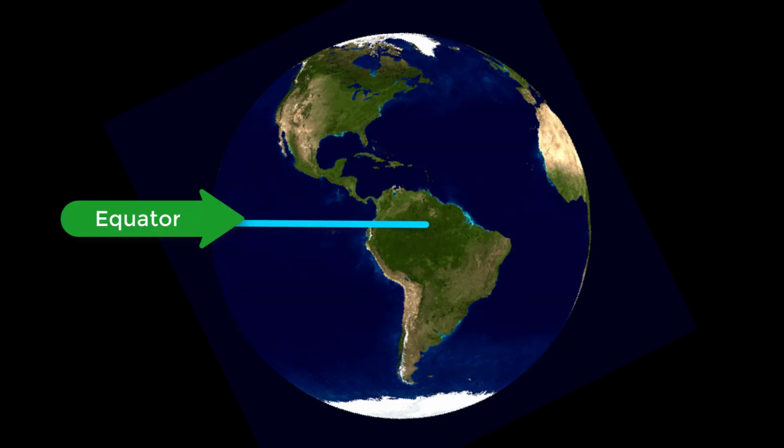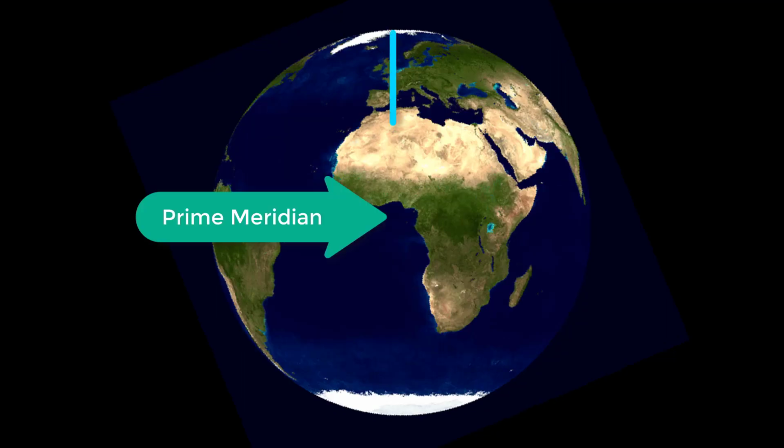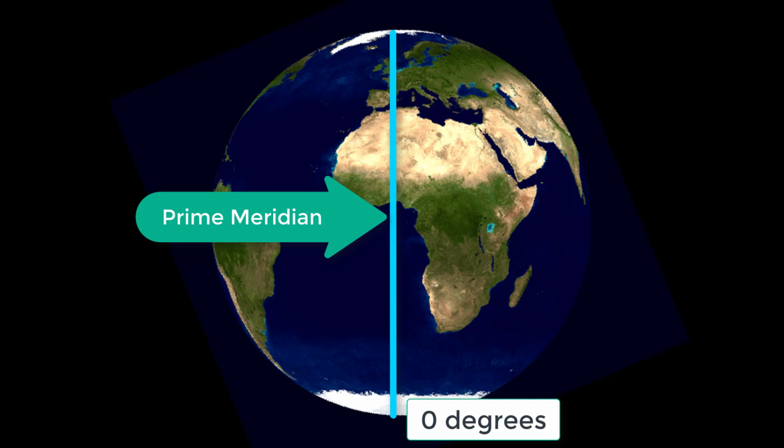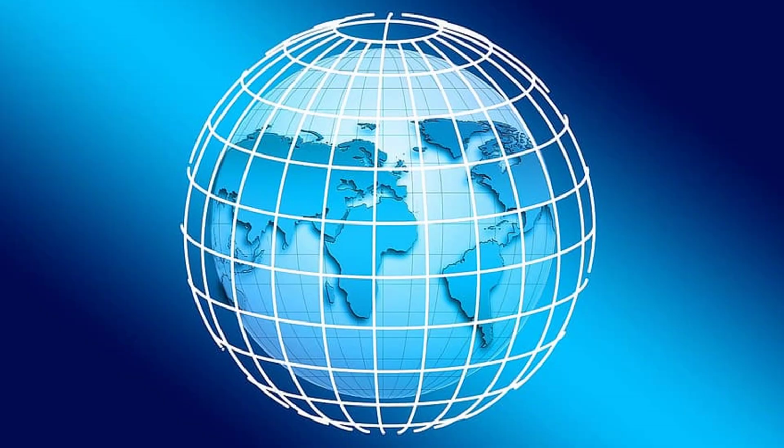The equator is the line of latitude that sits at the widest part of the planet, or exactly halfway, and is numbered 0 degrees latitude. The prime meridian is the line of longitude that is halfway around and is numbered 0 degrees longitude. We use lines of latitude and longitude to help us know exactly where something is on our spherical planet.